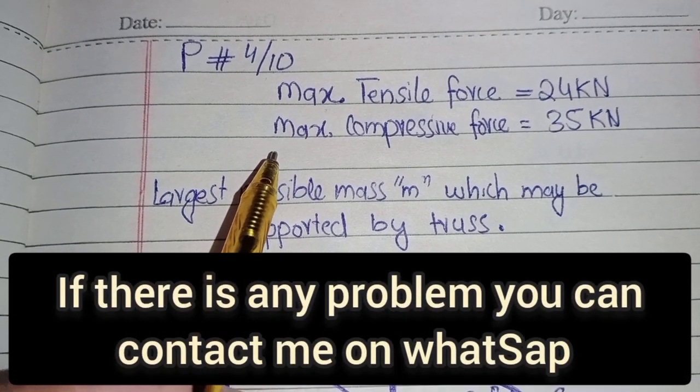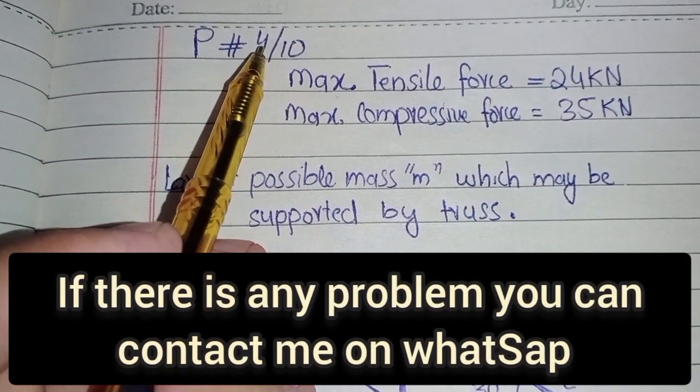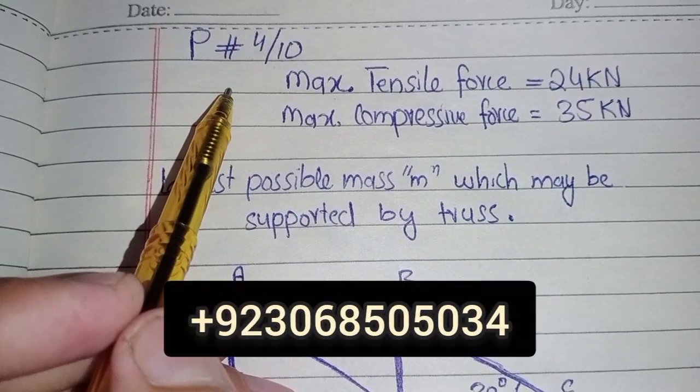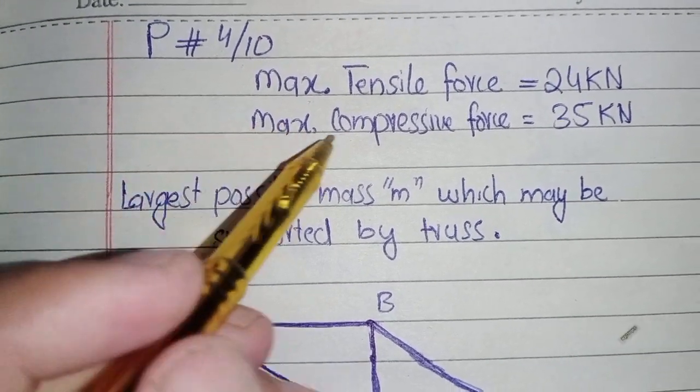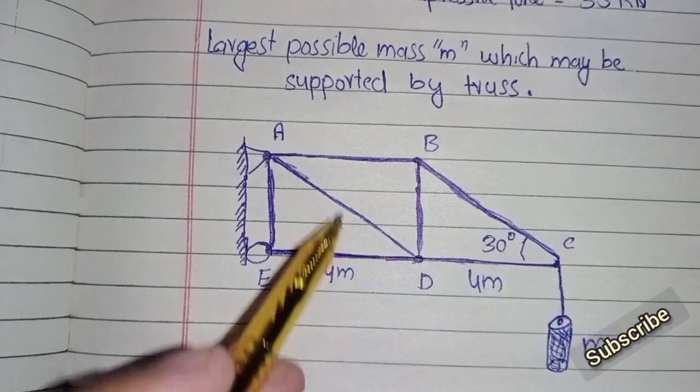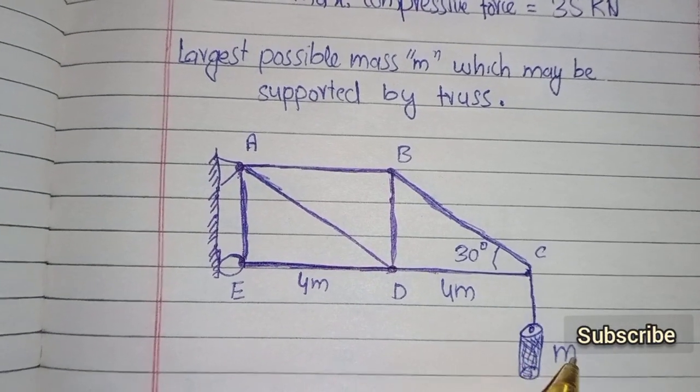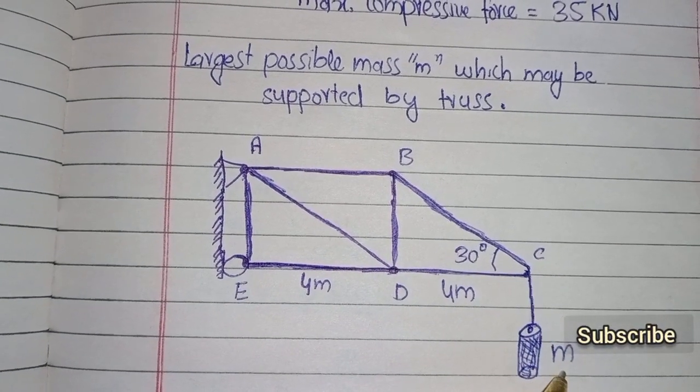Hello dear students, this is problem number 10 in chapter number 4 of Engineering Mechanics: Statics, ninth edition. Okay, so this is our question. This is the loaded truss which is loaded at point C with mass M.